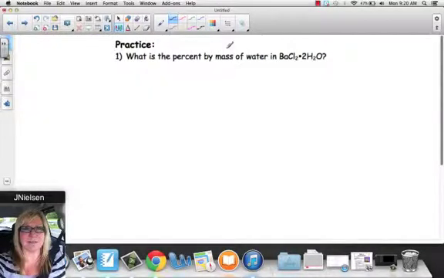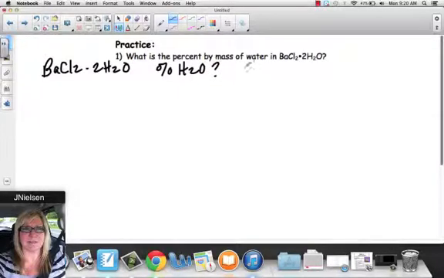Let's do another one. What is the percent mass of water in BaCl2·2H2O? So I'm given BaCl2·2H2O, and I have to find the percent of H2O. I don't know that. I have a formula: percent comp equals part over whole, P over W, times 100, and that's fine. I know what that means.